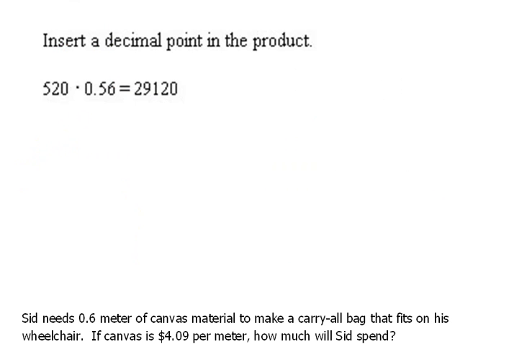Alright, here's a problem that says insert a decimal point in the product. They've already done the multiplication for us. They said here we have 520 times 0.56. And they said here's what the numbers in our answer are going to be. We have to figure out where the decimal goes.